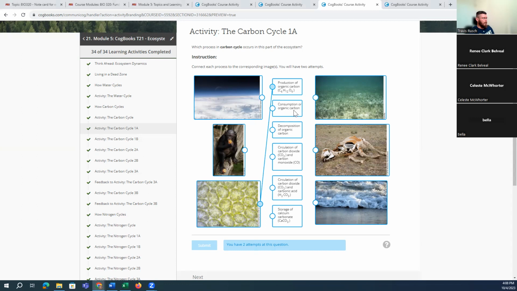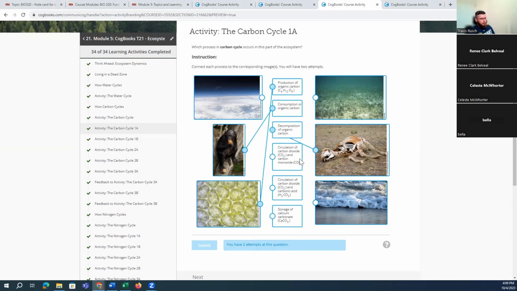Consumption of organic carbon. So consumption, just eating, and organic being some food type. The picture here is this ape that's eating some type of fruit. And then decomposition of organic carbon, so it has to be some form of living material. So we have a dead animal that is decomposing here, so that's kind of how I draw the decomposition of organic carbon.